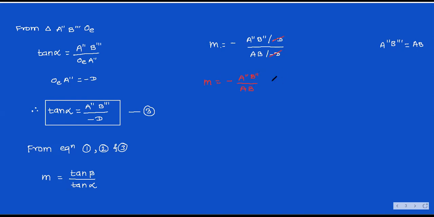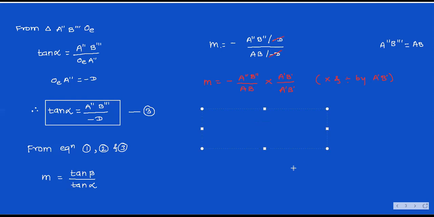Now, let's multiply and divide by A dash B dash. What I did? Multiplied and divided by A dash B dash. So M is equal to minus A double dash B double dash by AB into A dash B dash by A dash B dash. So what we are getting? M is equal to, this is what? Minus of magnification of eyepiece into, this is what? Magnification of objective. This is nothing but image distance by object distance.